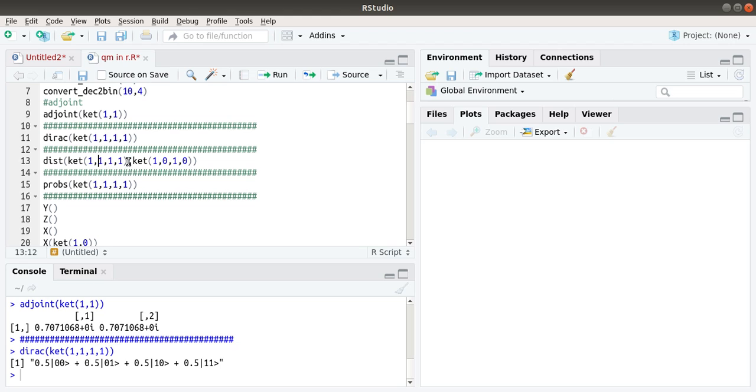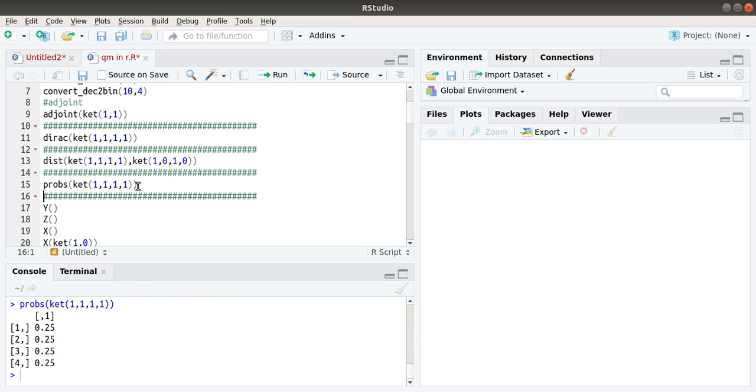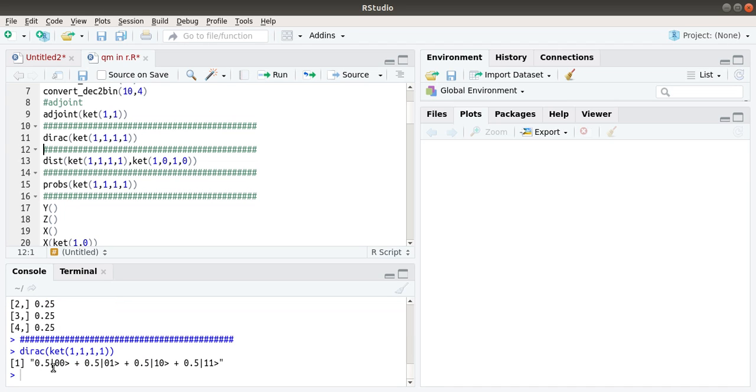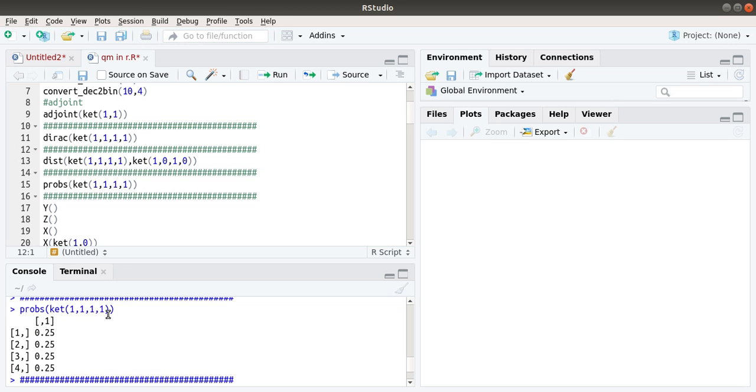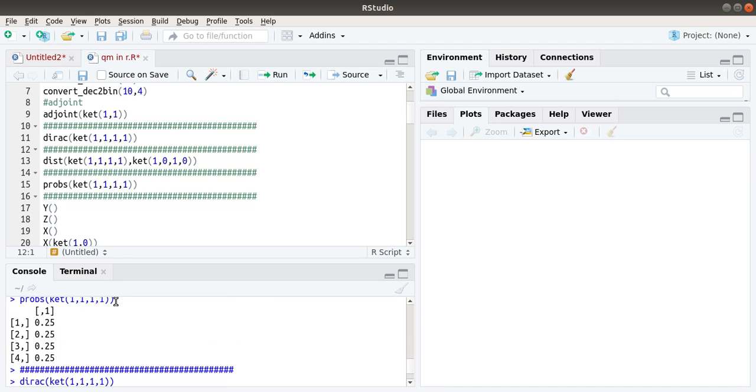If you want to find the distance between two vectors, the command is dist ket1 and ket2. So the distance between these two particular vectors is 0.7653, and the probability of ket 1 1 1 1 is 0.25, 0.25, 0.25 and 0.25. The same thing we did here. Here we got the coefficients as 0.5. The square of the coefficients will give you this probability. So it is basically the same thing, one in terms of the coefficient and another in terms of the probability.